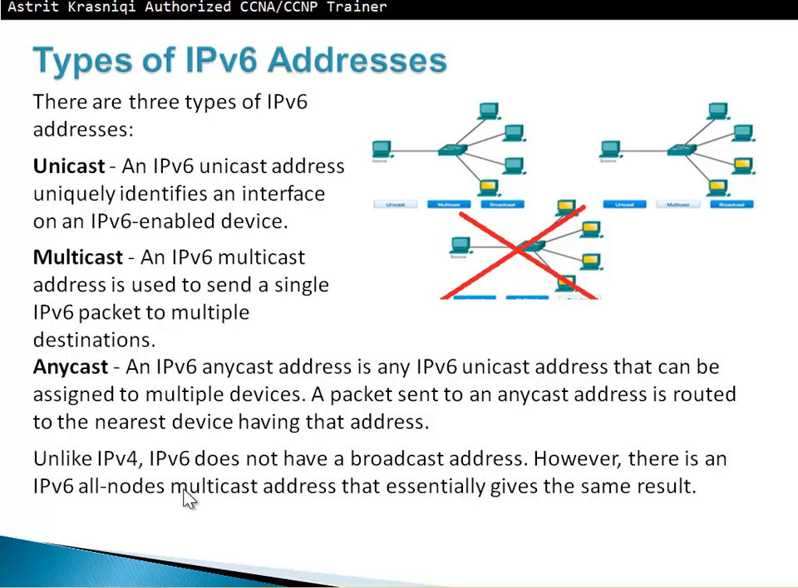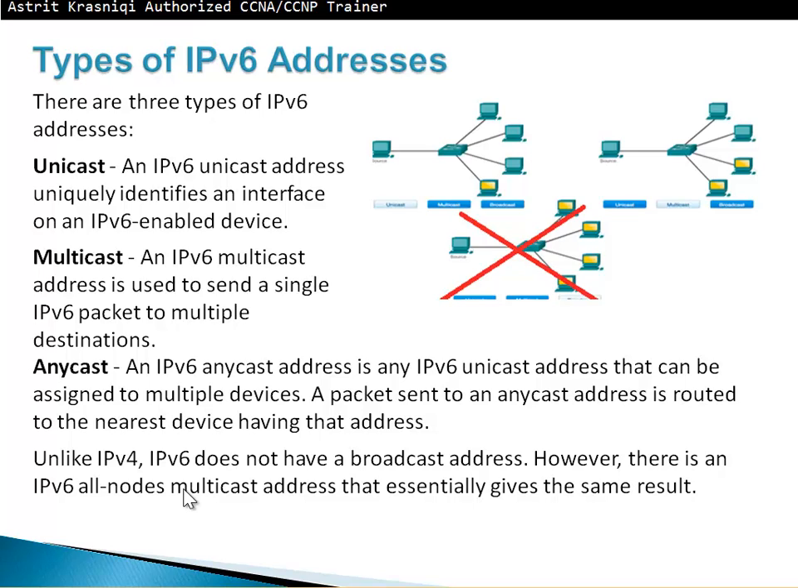An IPv6 anycast address is any IPv6 unicast address that can be assigned to multiple devices. A packet sent to an anycast address is routed to the nearest device having that address. So one to the nearest. Imagine two servers that have the same IP address. The client, when it's close to one server, will actually access the server that's nearest to the client.